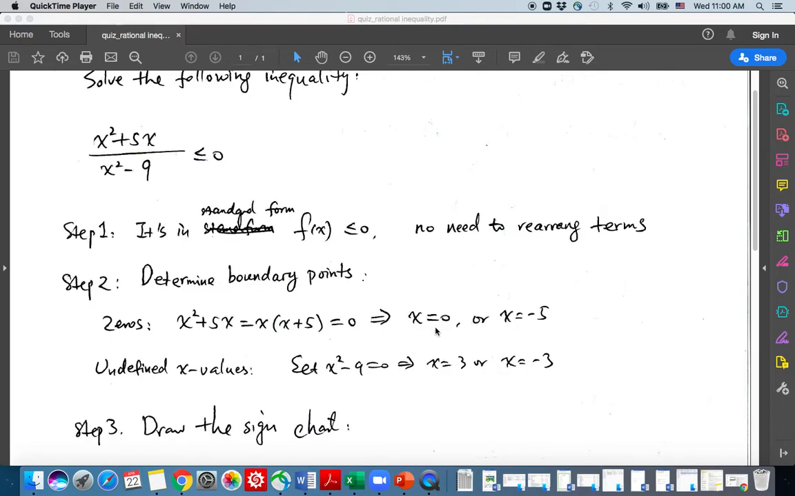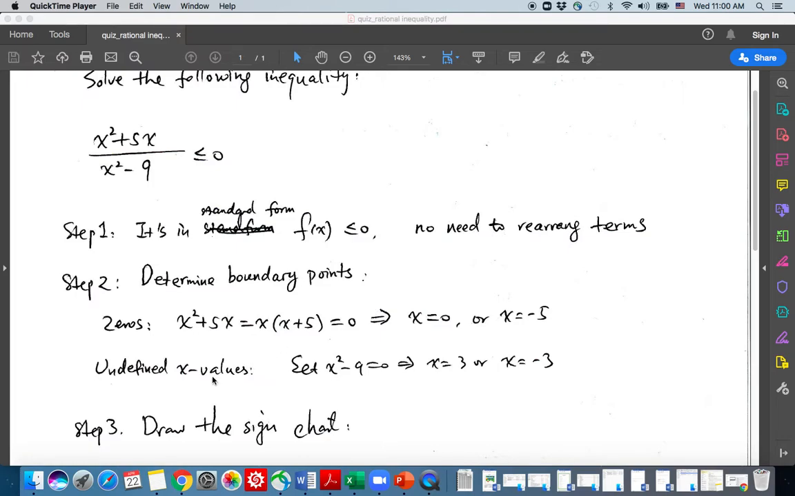As long as these two numbers don't make the denominator 0, then these two zeros of the numerator are going to be zeros of the rational function. In this case, none of them will make the denominator equal 0. So these are the zeros.